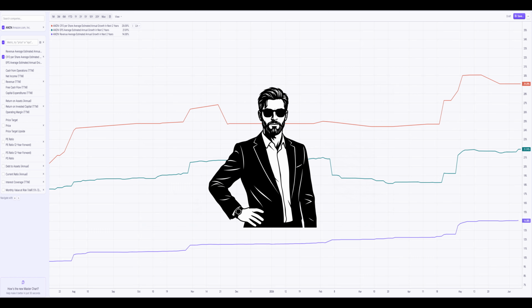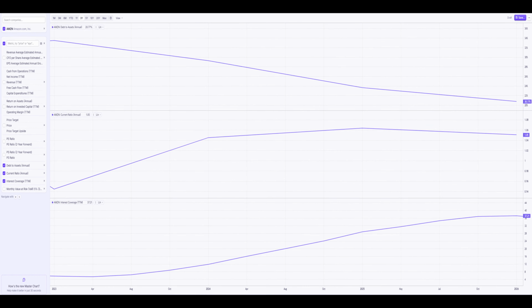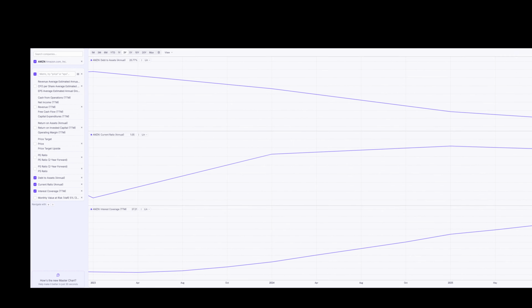As you can see, Amazon here has positive growth in all these categories, which may suggest that it is a good business to own. Of course, may. It's not yet fully done, yeah? Right now, let's get to the health indicators.